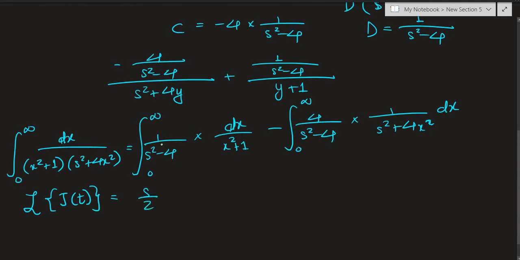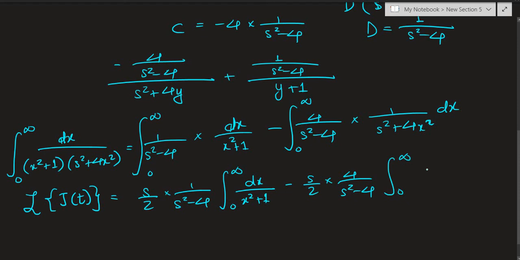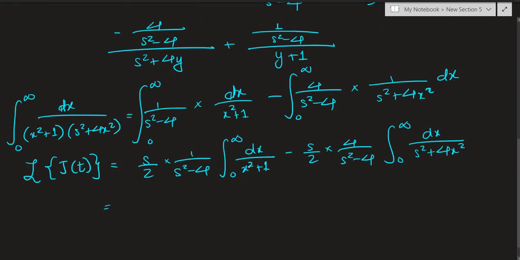So s by 2 times, this can be taken out because there's no x, s by 2 times 1 over s squared minus 4 times the integral from 0 to infinity of dx over x squared plus 1, minus s by 2 times 4 over s squared minus 4 times the integral from 0 to infinity of dx over s squared plus 4x squared. Well, this can be done easily. This is just the inverse tangent. So s by 2 times 1 over s squared minus 4, so inverse tangent evaluated from infinity to 0.